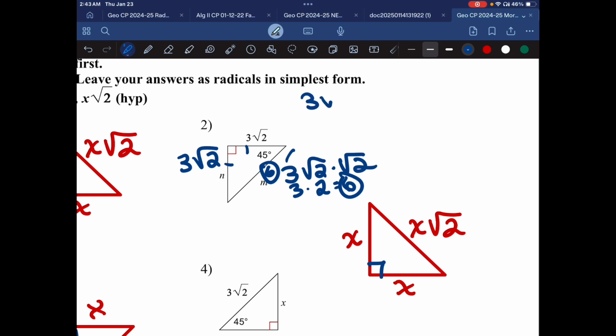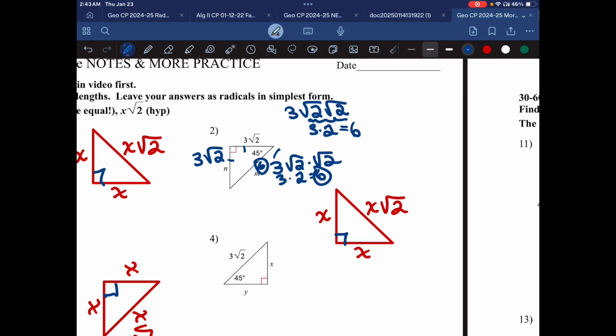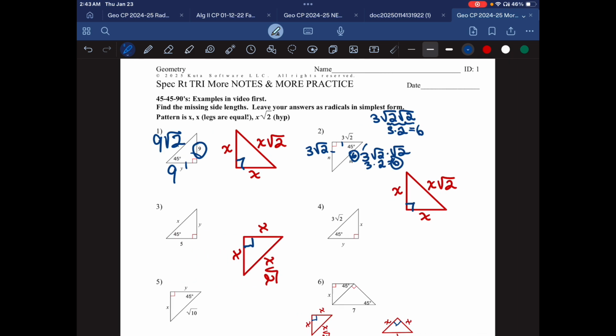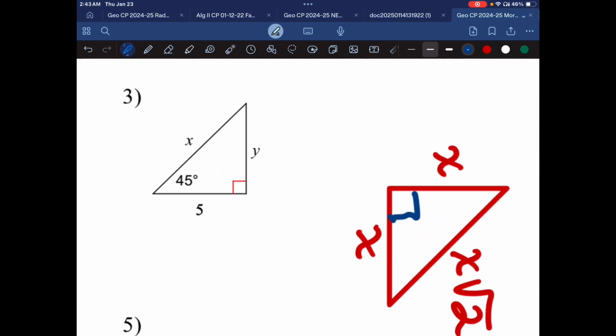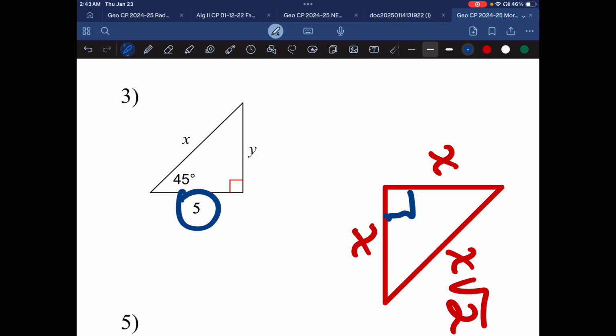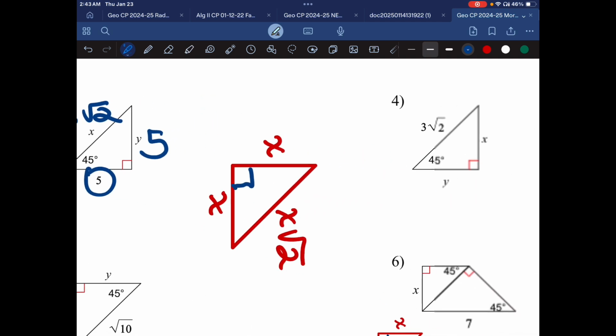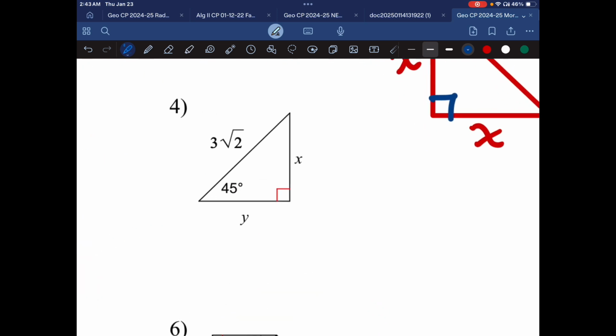And how did that happen? Because these made the radical go away. To make the square root go away, you basically have to square something. That will come in handy later. So let's do another one. 5, 5, 5 square root of 2. Don't complicate it. Go to number 4.